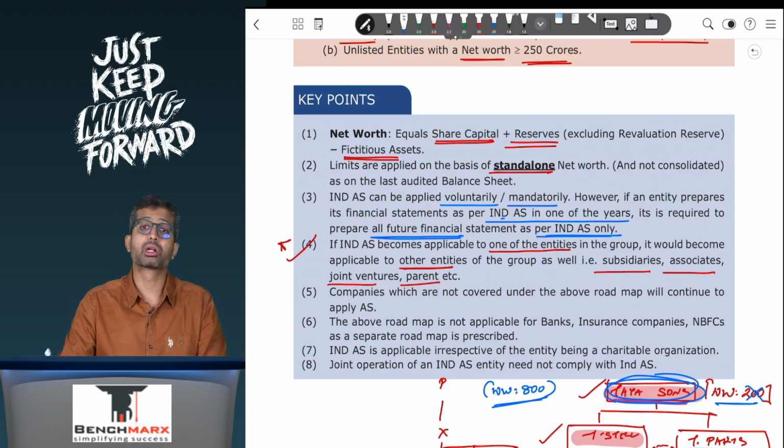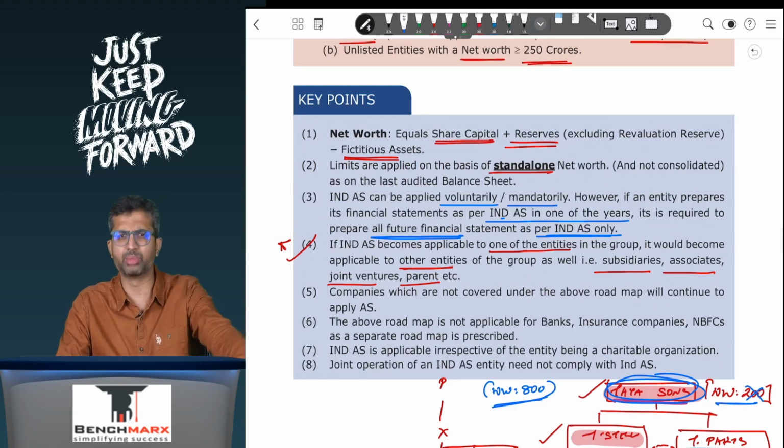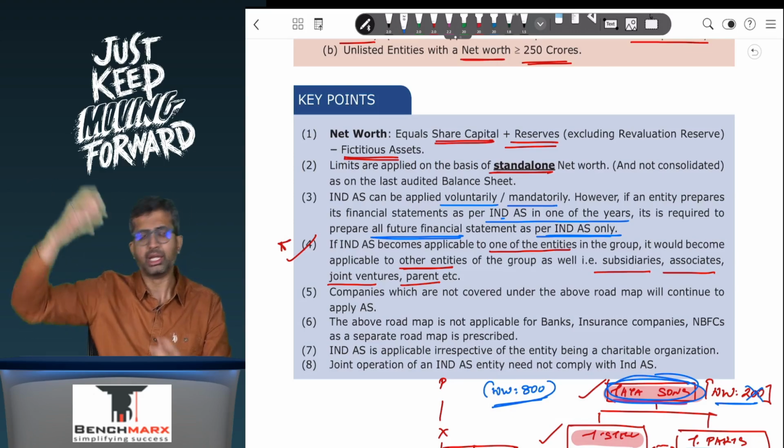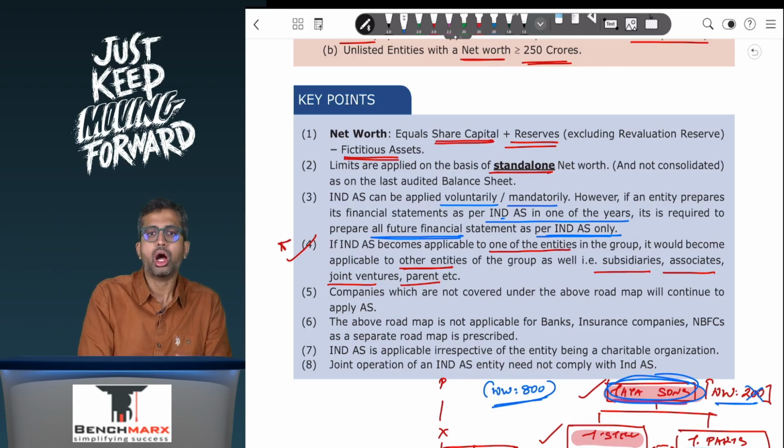What if I am a company but a Section 8 company? I'm a fairly big Section 8 company. Section 8 companies under the Companies Act, if you're aware, are companies which are charitable institutions, etc. Like ISKCON, for example. It's a fairly big institution, but let us say a Section 8 company. If ISKCON, which is a Section 8 company, has a net worth of more than, for example, 250 crores, will it have to follow Ind AS?